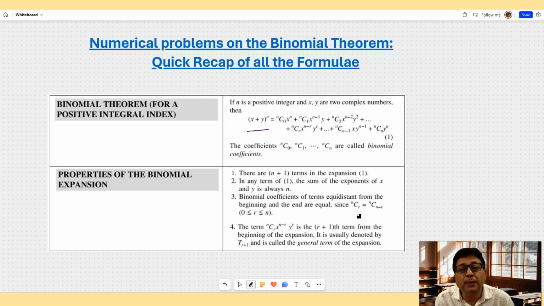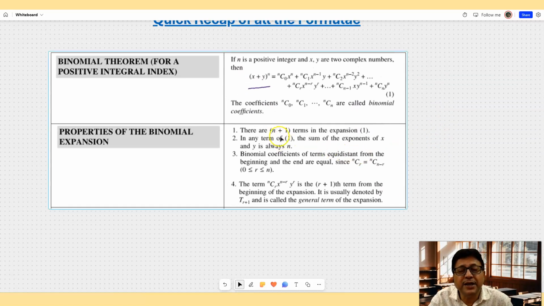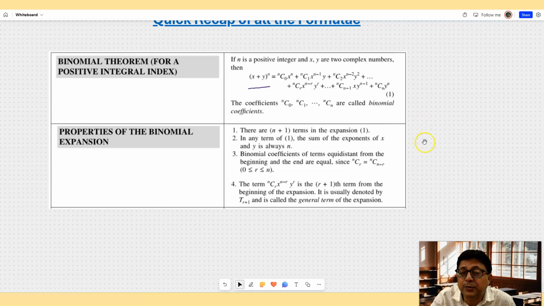In every term, sum of those indices of x and y is equal to n. nC0, nC1, nCn, these are called binomial coefficients. And how many terms are there after expansion? This you know, n plus 1. And terms equidistant from the beginning and from the end are equal. That is nCr equal to nC n minus r.